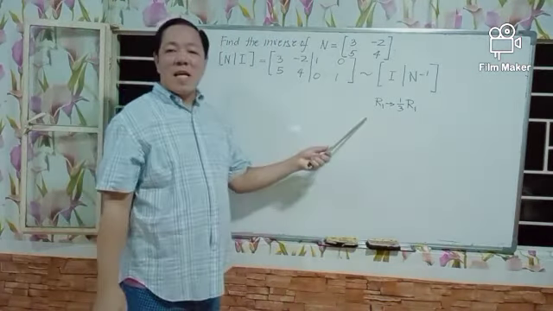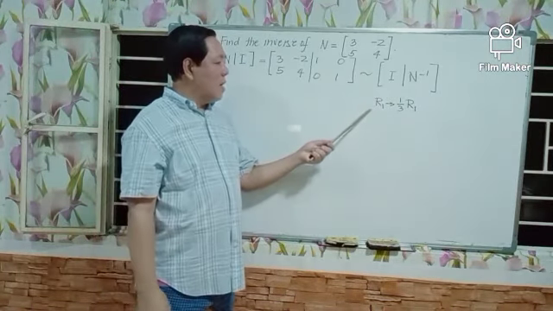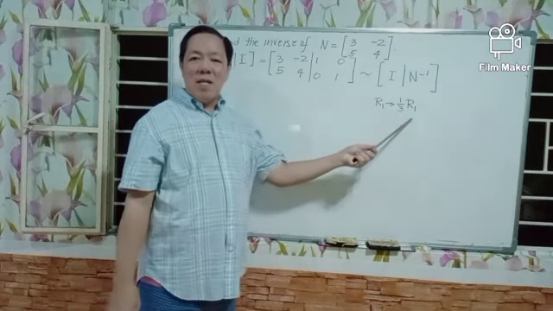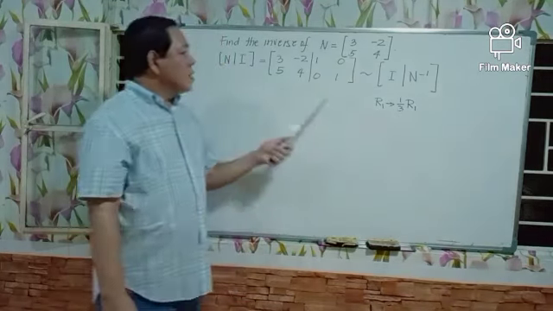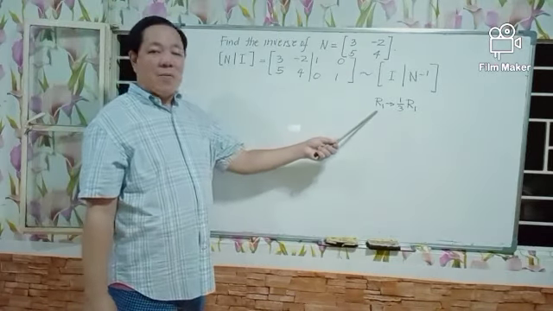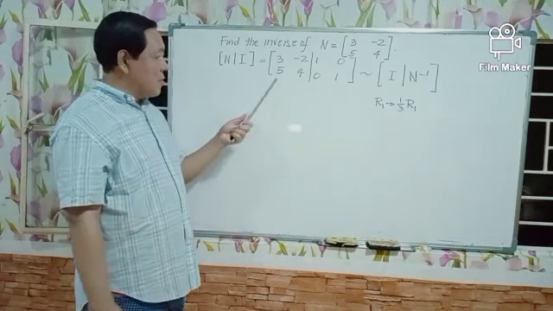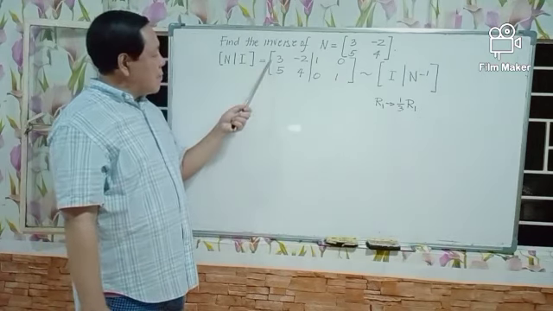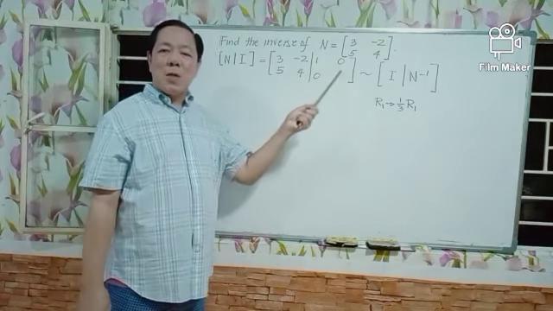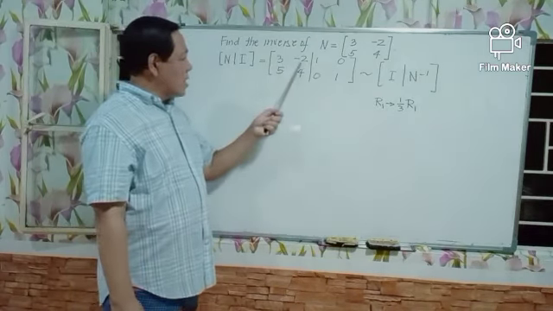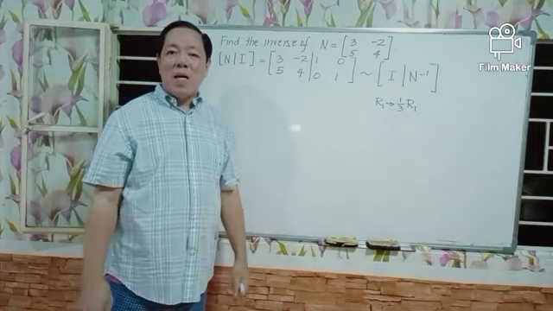This is the second elementary operation, where the first row is replaced by the scalar multiple of the entries of the first row. So to get the new entries of the first row of the equivalent matrix, a matrix equivalent to this original matrix, we multiply each entry of the first row by 1/3, or you can divide each entry of the first row by 3.